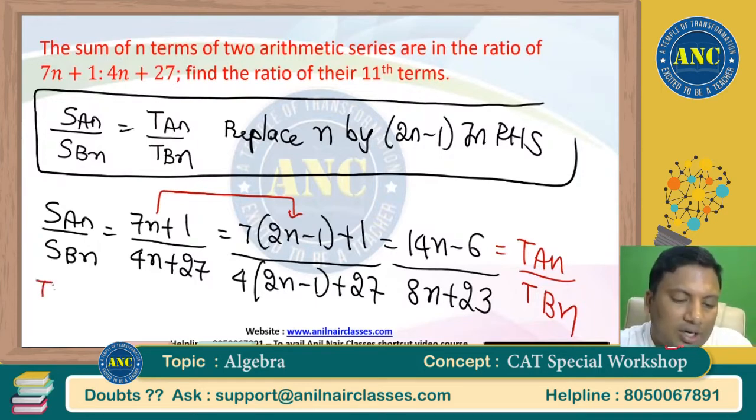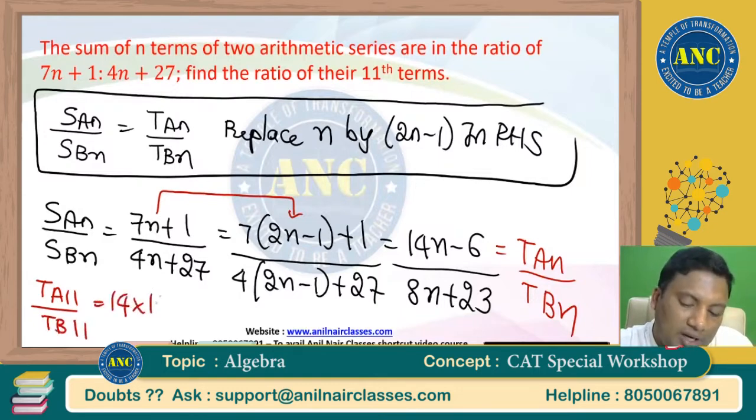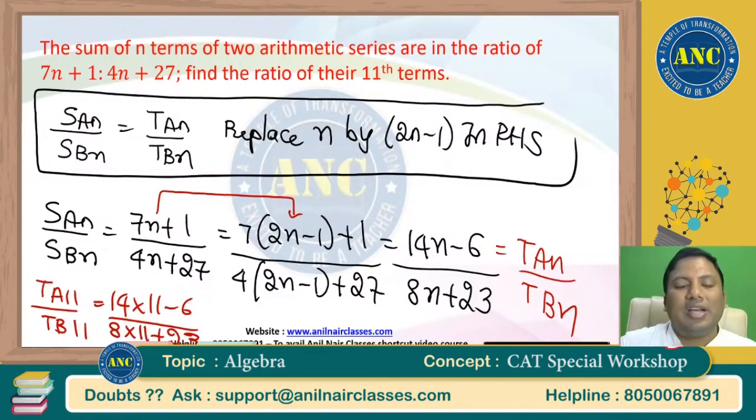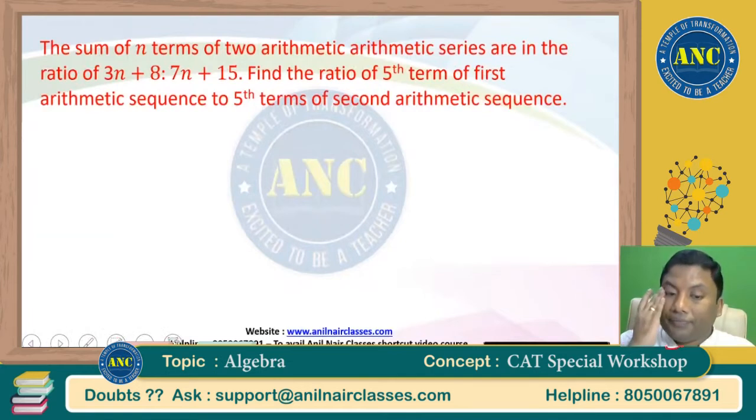So I want TA11 by TB11. What will be the answer? 14 into 11 minus 6 by 8 into 11 plus 23. Calculate and you can do it. Sum of n terms ratio becomes the nth term ratio if I replace n by 2n minus 1 in the right hand side. I hope the idea is clear.